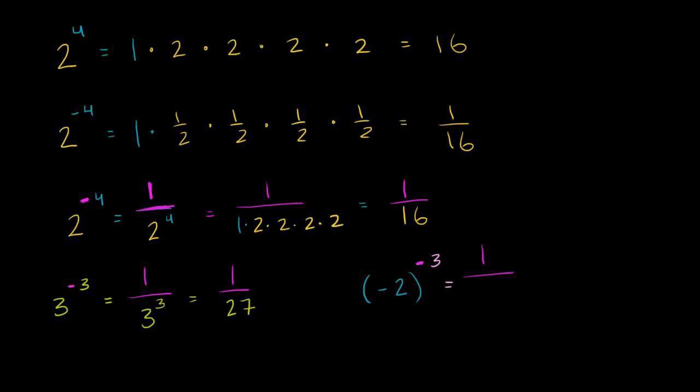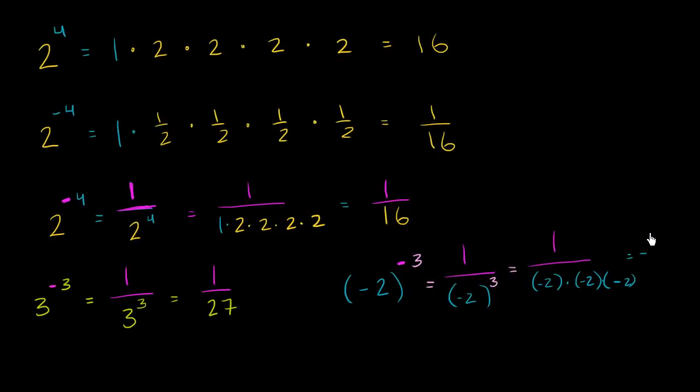So 1 over negative 2 to the positive 3rd power. And this is equal to 1 over negative 2 times negative 2 times negative 2, which is going to give you 1 over negative 8, or negative 1/8. Let me scroll over a little bit. I don't want to have to start squinching things. So this is equal to negative 1/8.